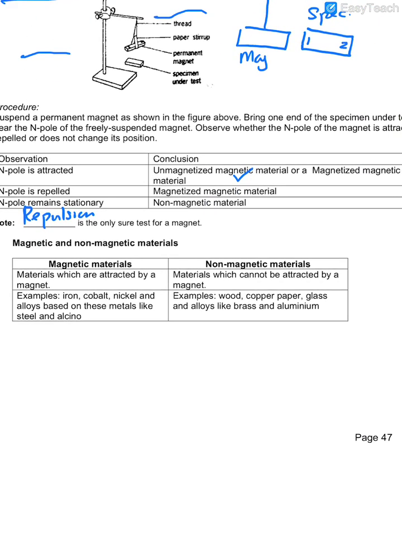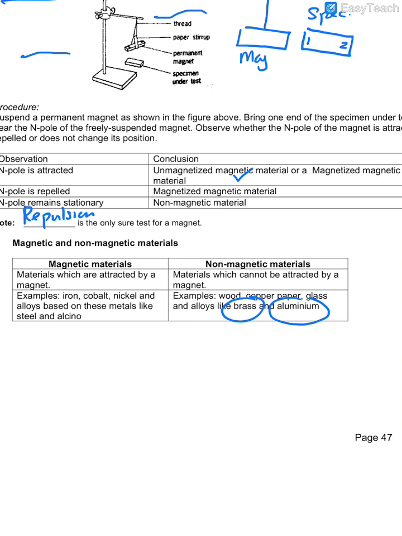Then after that, magnetic and non-magnetic materials. Magnetic materials are attracted by a magnet. Non-magnetic materials cannot be attracted by a magnet. All the examples listed there are very simple. Just take note of things like that. Things like brass, aluminium, copper, can they be made into a magnet? Cannot. But iron, cobalt, nickel, all these can.